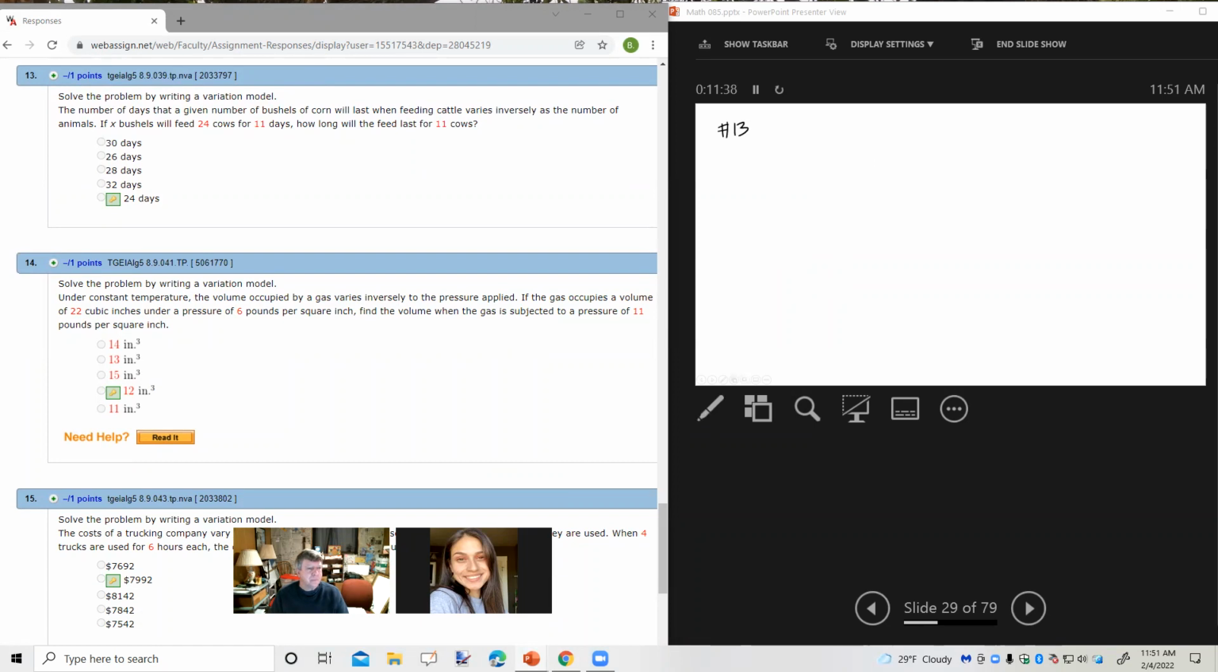Okay, 13. Solve the problem by writing a variation model. The number of days that a given number of bushels of corn will last when feeding cattle varies inversely as the number of animals. Okay, so let's call the number of days, what if we call that N? And the number of animals.